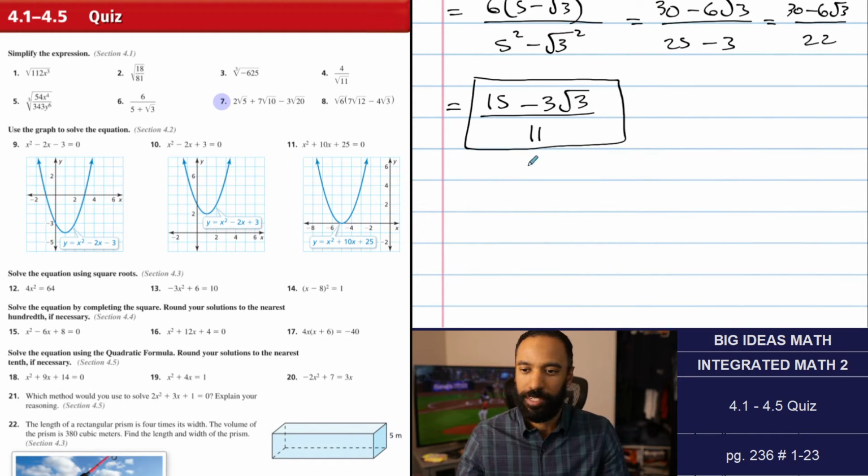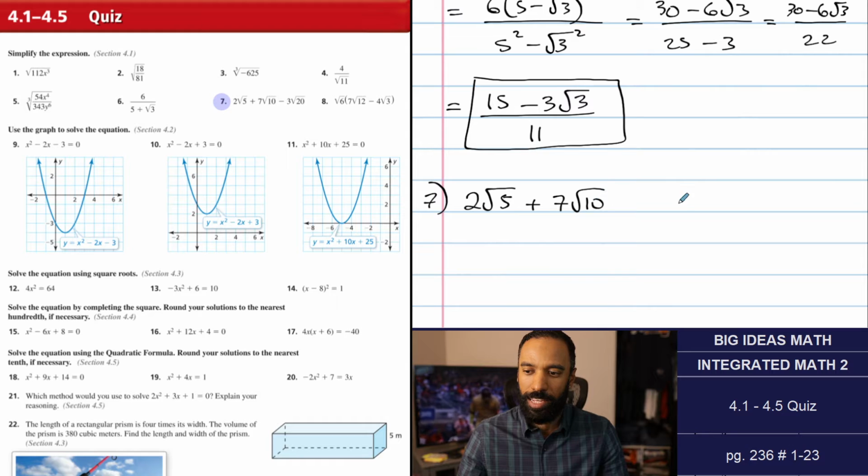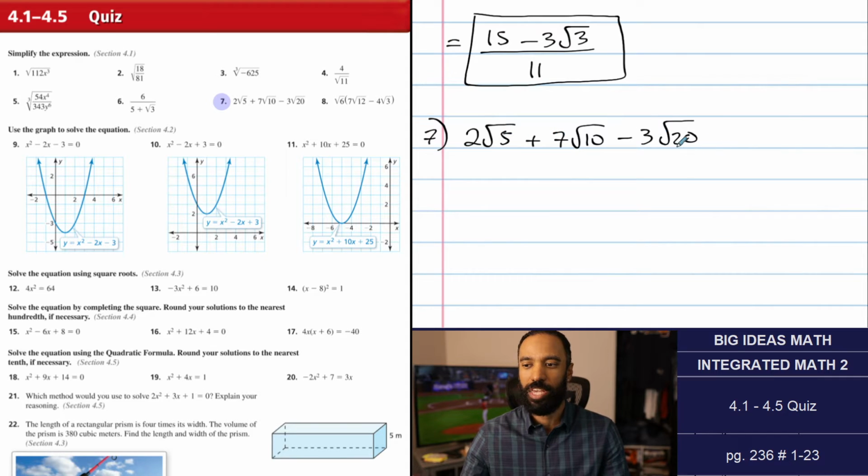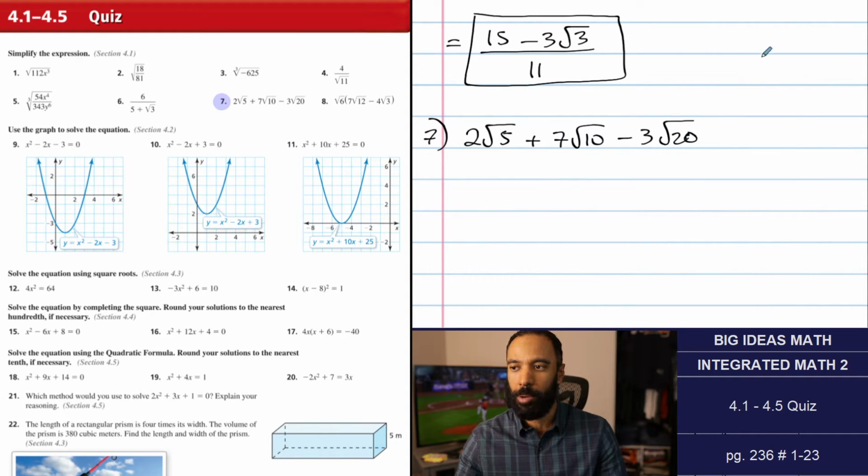Let's jump to number 7. And on number 7, we have 2 root 5 plus 7 root 10. I did state this can go as quick as I want to make it. I decided not to make it very quick. 2 root 5 plus 7 root 10 minus 3 root 20. You want to treat this almost as if it says 2x plus 7y minus 3z. That nothing can combine right now.